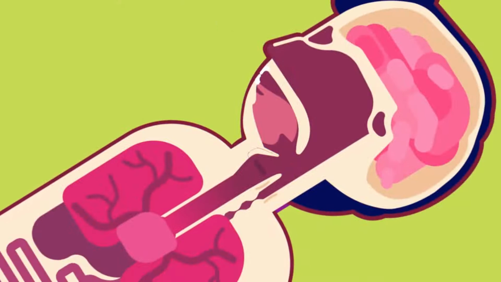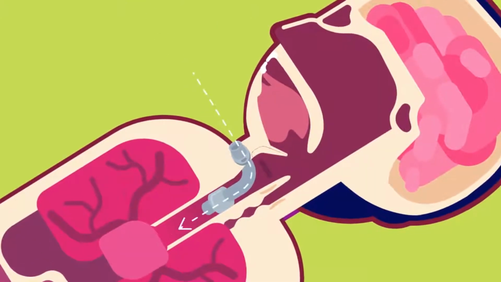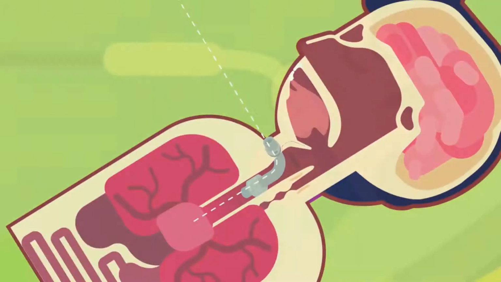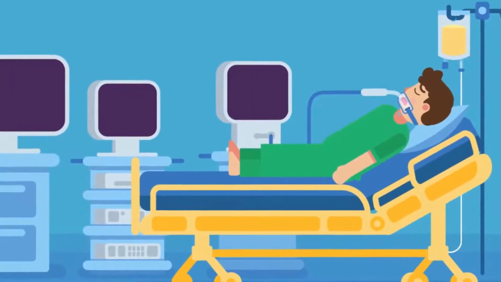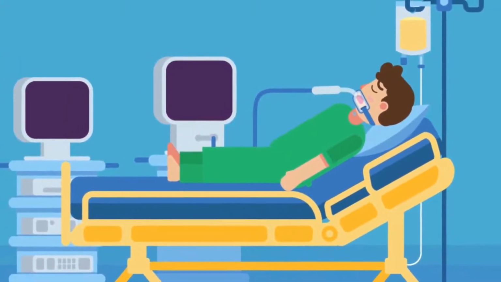Tracheostomy is a procedure in which an artificial opening is created in the throat to assist with patients' breathing or to create an alternate airway. It is a fairly common procedure in patients with prolonged ICU stay or ventilator support.